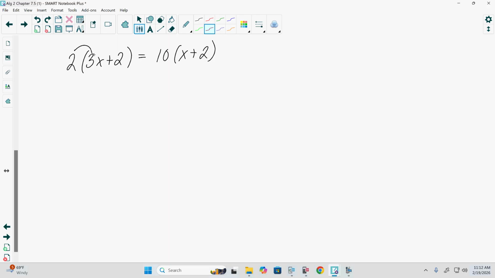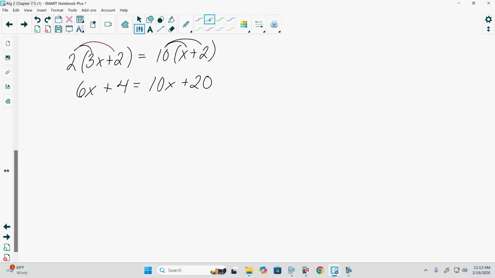Now we just need to solve for x. So on the left-hand side, we can distribute 2. 2 times 3x is 6x. 2 times 2 is 4. On the right-hand side, we're going to distribute the 10. 10 times x is 10x. 10 times 2 is plus 20. Now that we've resolved the parentheses, what can we do next?